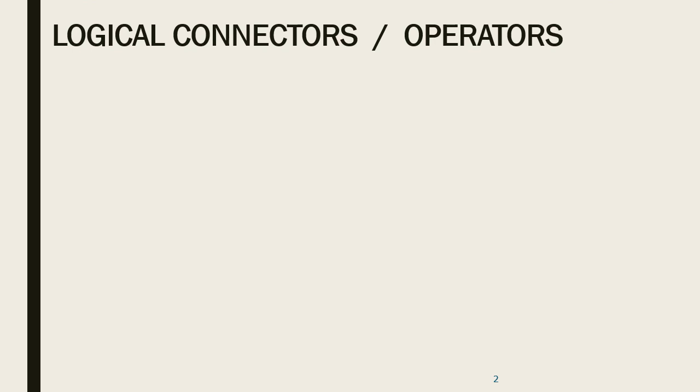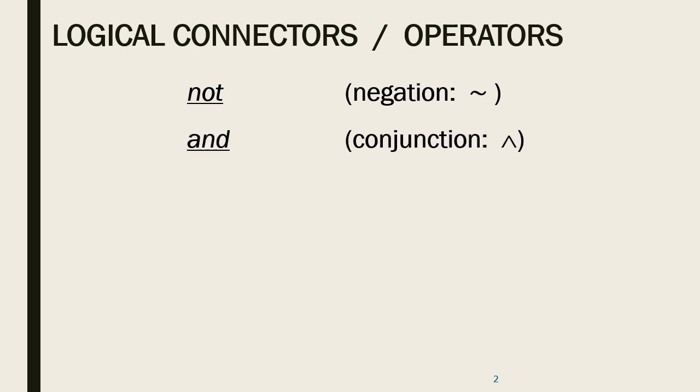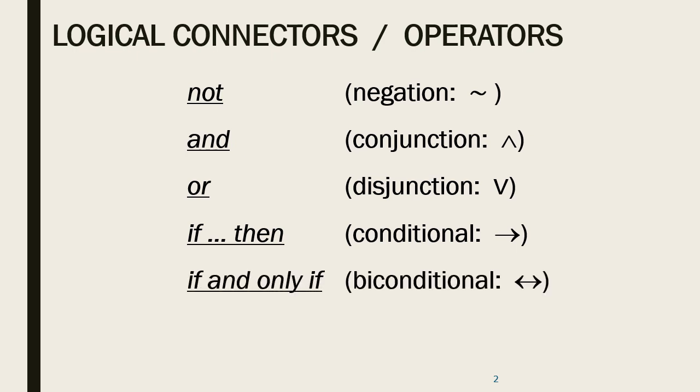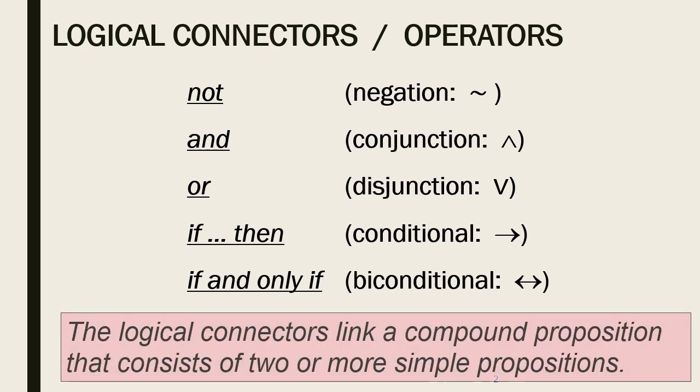Before we proceed to constructing a truth table, let us have a review first about logical connectors or operators. This is the symbol for not or negation, and or conjunction, or disjunction, if then or conditional, if and only if, bi-conditional. The logical connectors link a compound proposition that consists of two or more simple propositions.